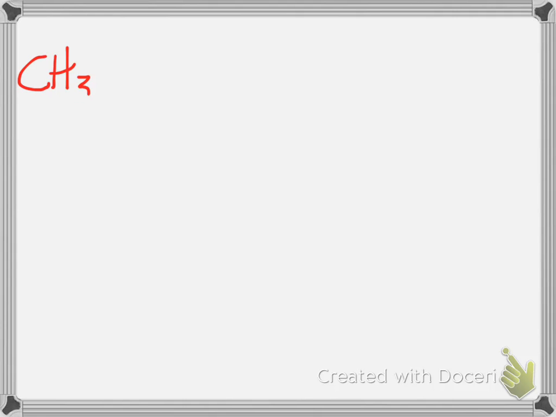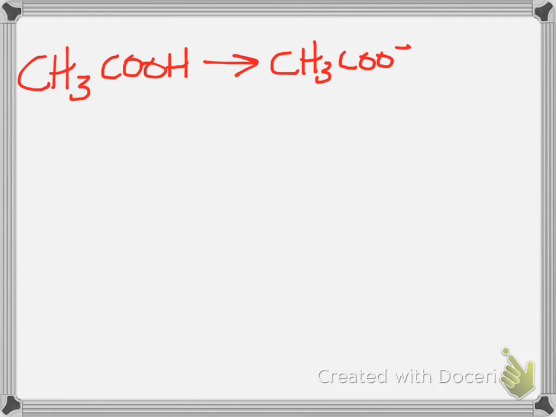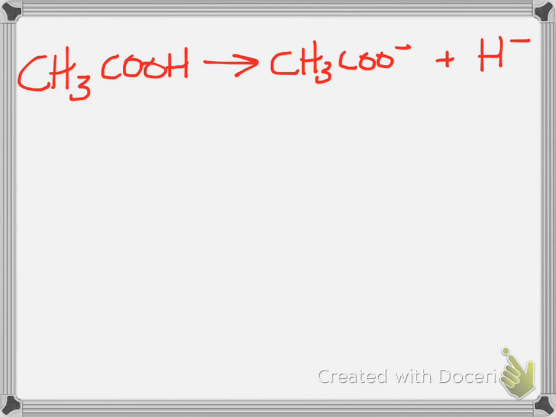On the other hand, if we talk about a weak acid, like vinegar, acetic acid, CH3COOH, in this case it dissociates into acetate, which is CH3COO minus, and that hydrogen ion. That's what makes it an acid. Oops, sorry. Well, okay, that's a plus right there.